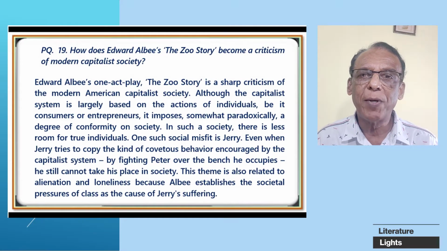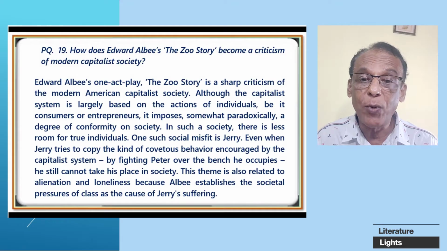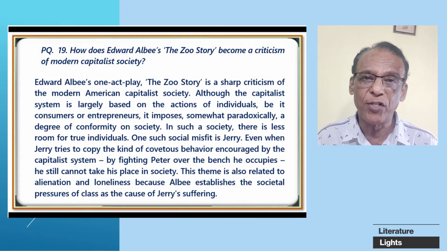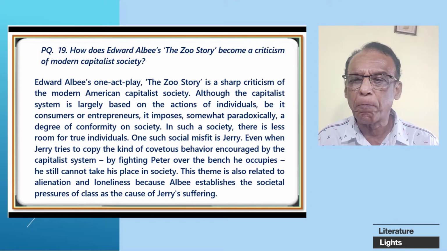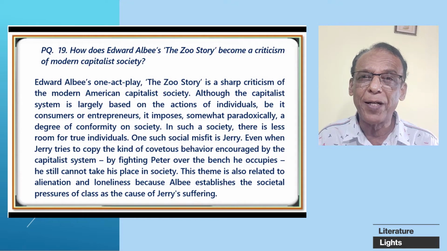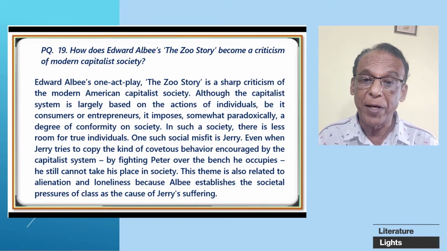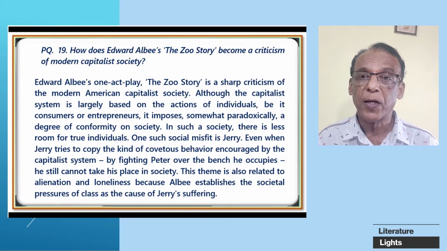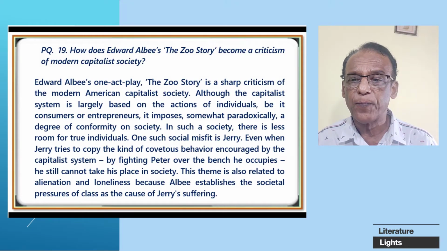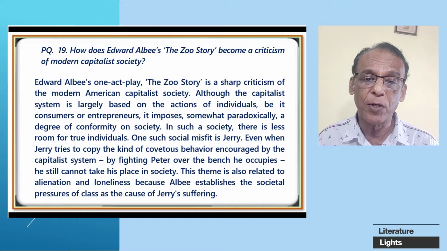Question number 19. How does Edward Albee's The Zoo Story become a criticism of modern capitalist society? Edward Albee's one-act play, The Zoo Story, is a sharp criticism of the modern American capitalist society. Although the capitalist system is largely based on the actions of individuals, be it consumers or entrepreneurs, it imposes, somewhat paradoxically, a degree of conformity on society. In such a society, there is less room for true individuals.